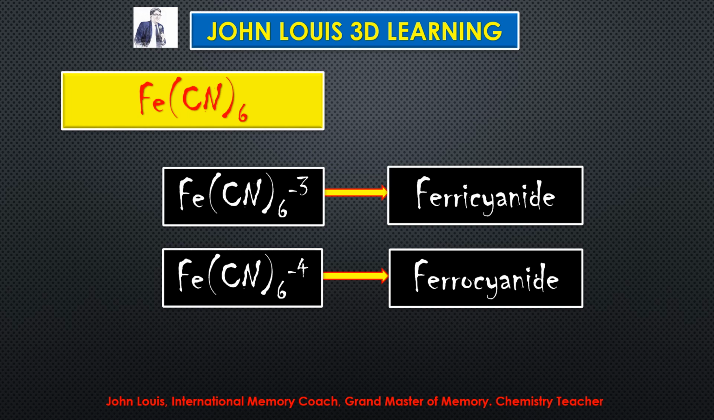Why this difference? So you have to be very careful. Here the charge is in minus. Therefore, minus 3 is greater than minus 4. Minus 4 is smaller, minus 3 is greater. That is why that is known as ferricyanide. And minus 4 charge is known as ferrocyanide. You have to be very, very careful when you are naming these ions.